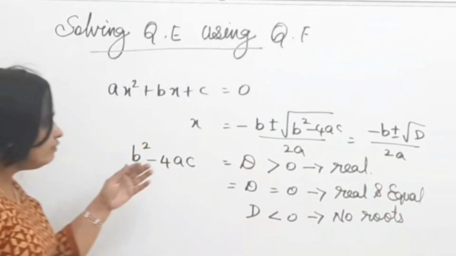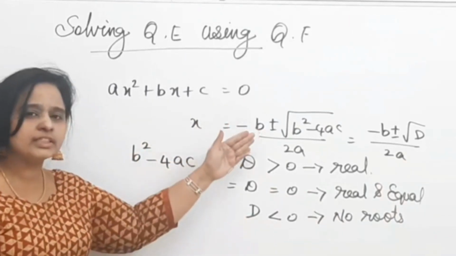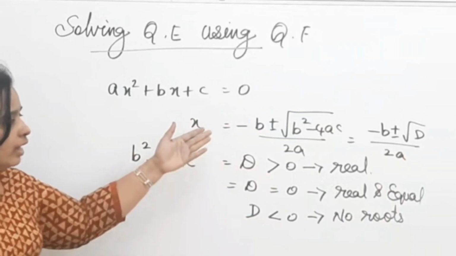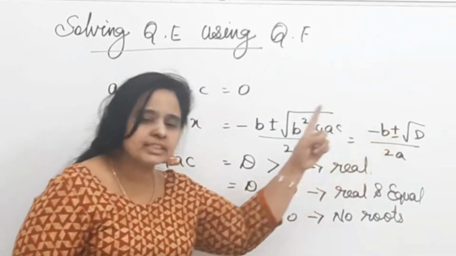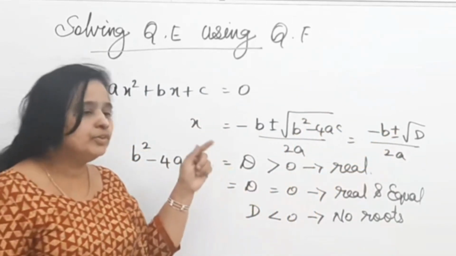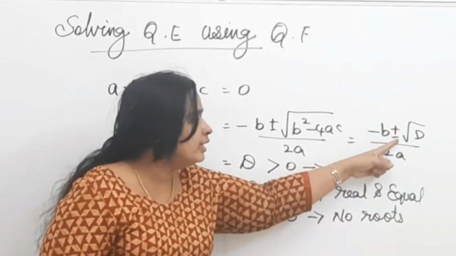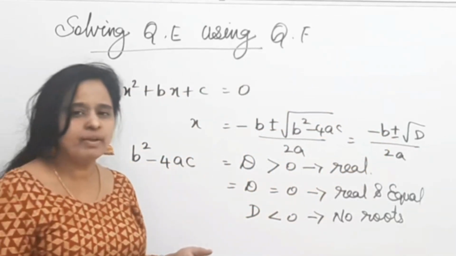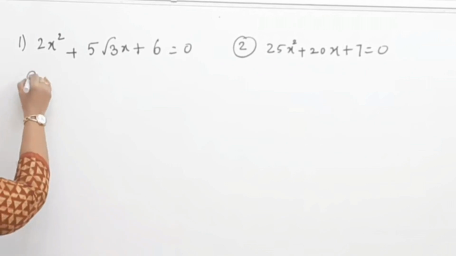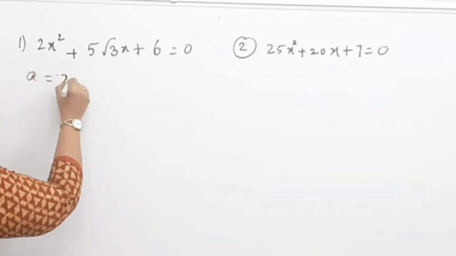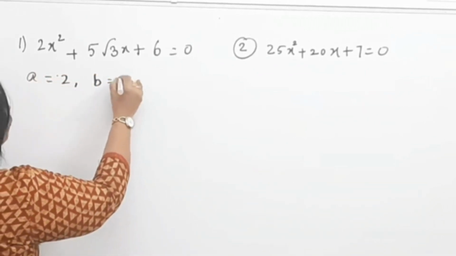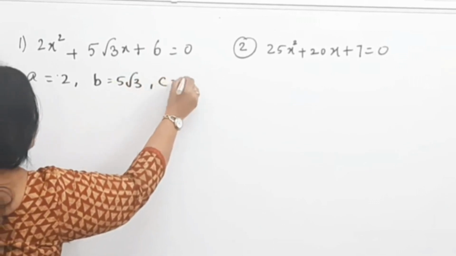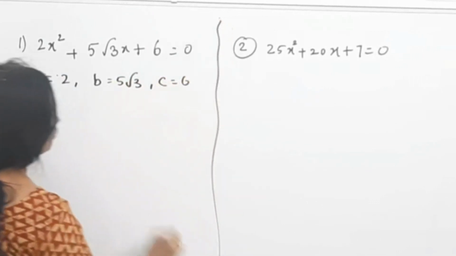So, you will find first d and then go and substitute. You get one alpha just by taking positive value, and then you get beta just by substituting negative value for root d. So, should we move on to the questions? First thing that you will do here is a is equal to 2, b is equal to 5 root 3 and c is equal to 6. This is what you have to do first.